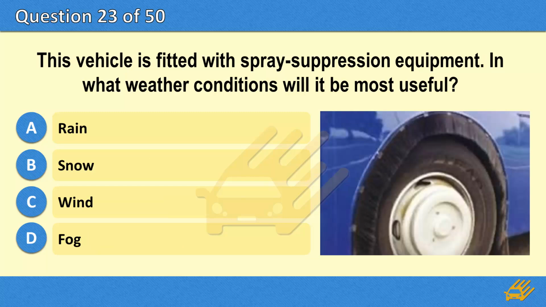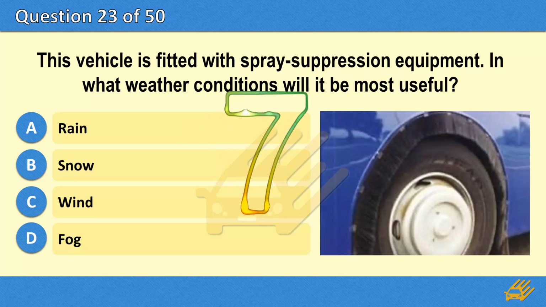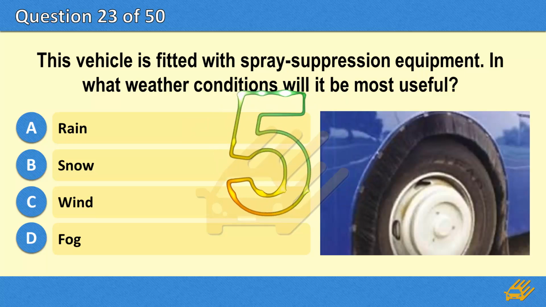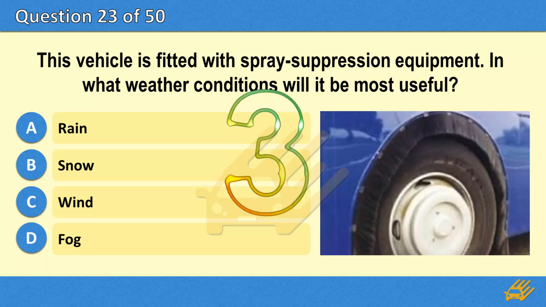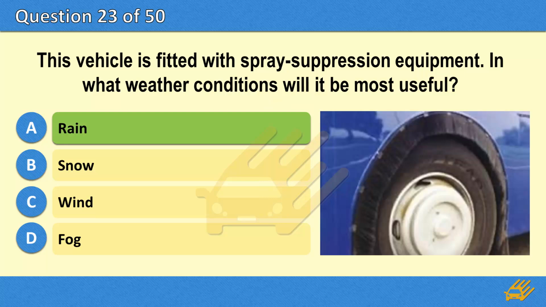This vehicle is fitted with spray suppression equipment. In what weather conditions will it be most useful? A. Rain. B. Snow. C. Wind. D. Fog. The correct answer is A. Rain.